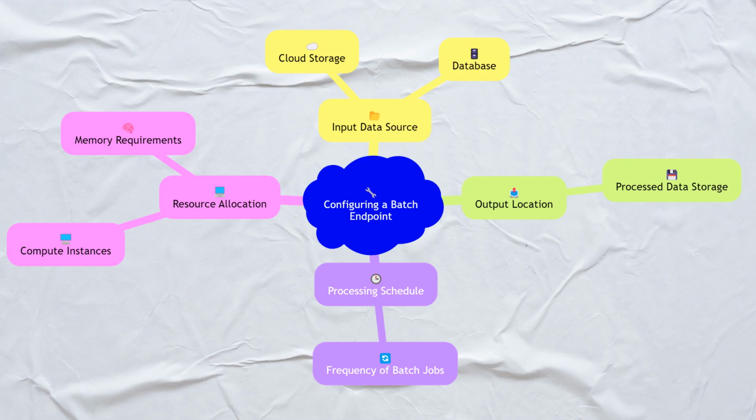Configuring a batch endpoint involves setting various parameters to ensure the deployment runs smoothly. Key configurations include specifying the input data source, which could be a cloud storage location or a database, and the output location where the processed data will be stored. You also need to define the processing schedule, determining how frequently the batch jobs will run. Additionally, you may need to configure resource allocation, such as the number of compute instances and memory requirements, to optimize performance.